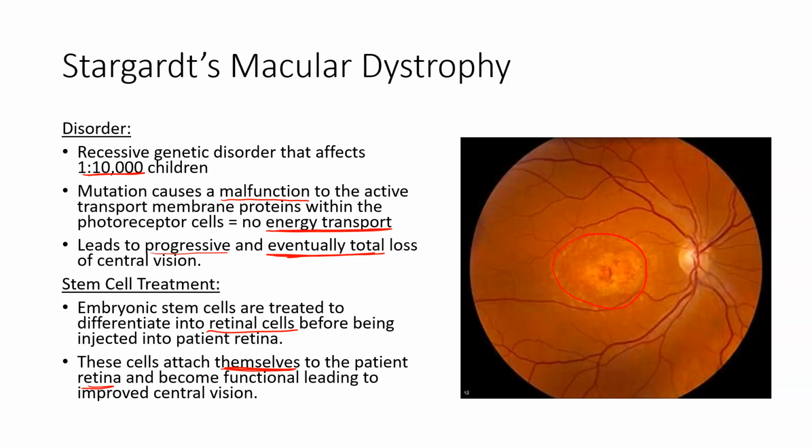So by treating these embryonic stem cells and then injecting them to replace the bad or damaged retina cells, the improperly working retina cells, we hopefully can get the new and improved cells to start functioning correctly, and therefore lead to an improved central vision for the patient.